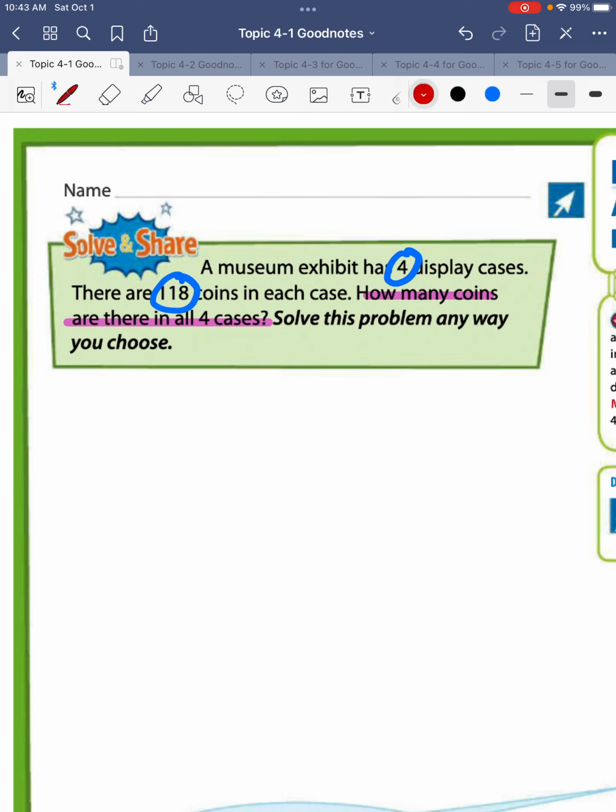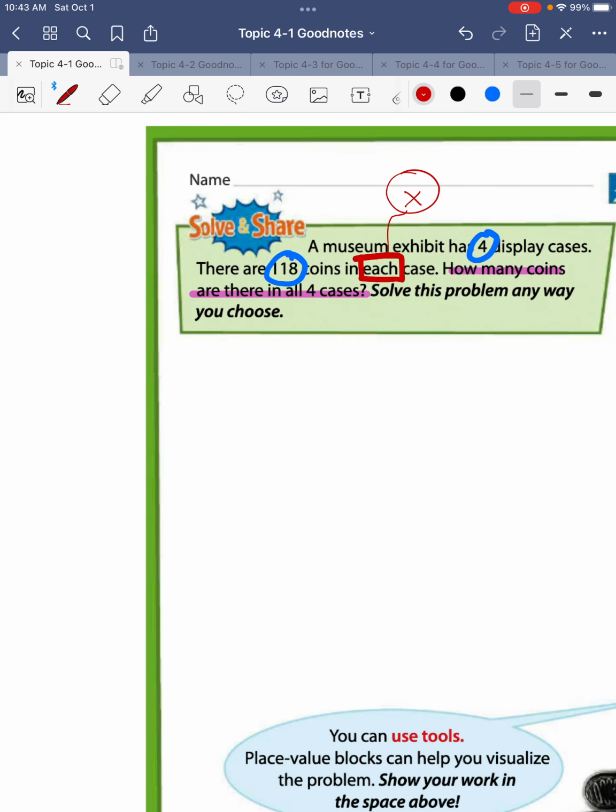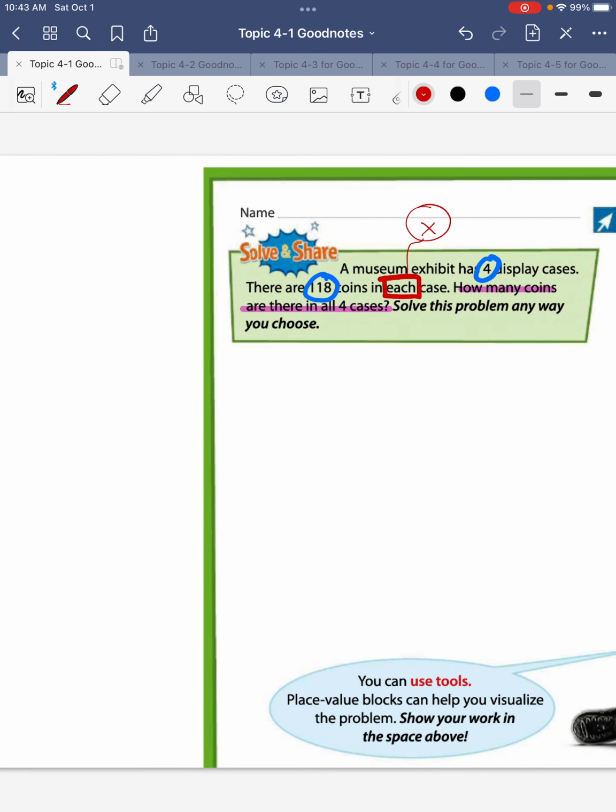And next I'm going to box in my keywords. My keyword here is each. Okay, so each is going to tell us that we are going to multiply. Okay, and if this still seems confusing, we'll draw it out.